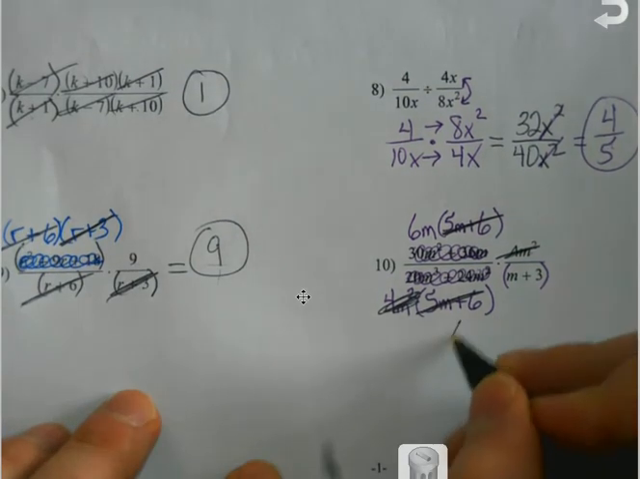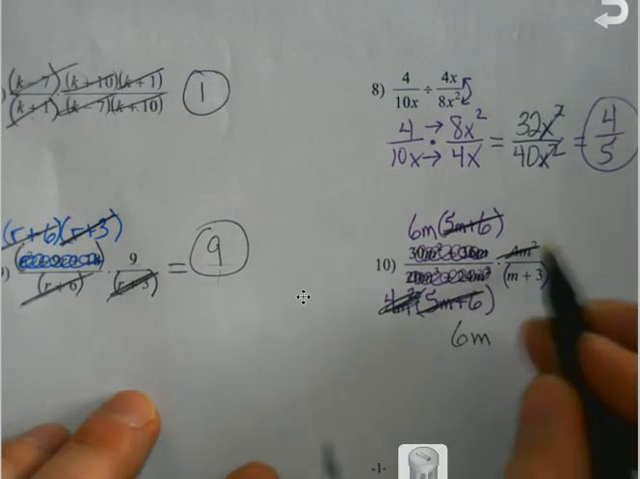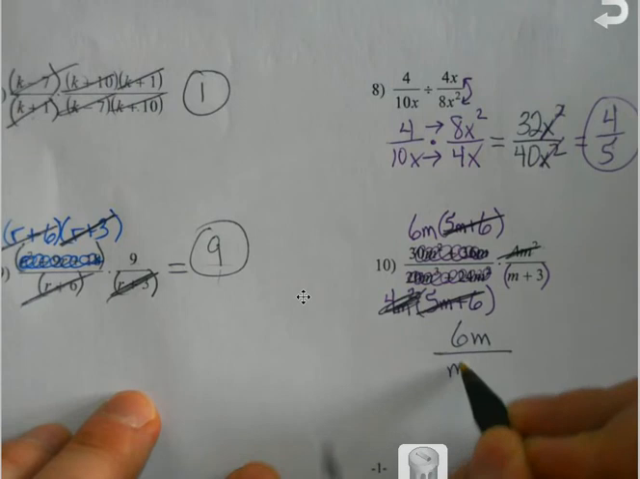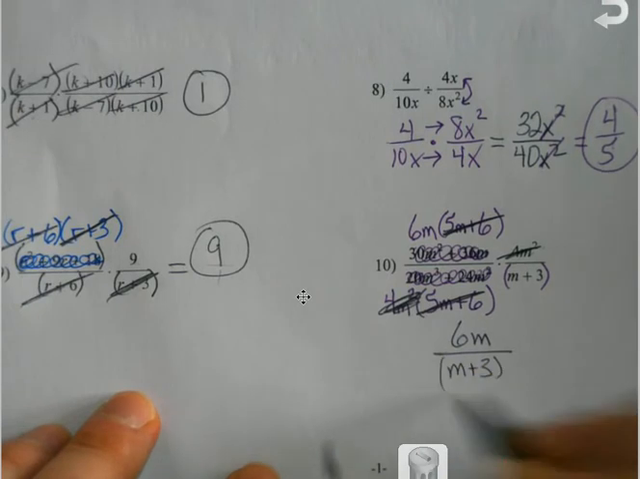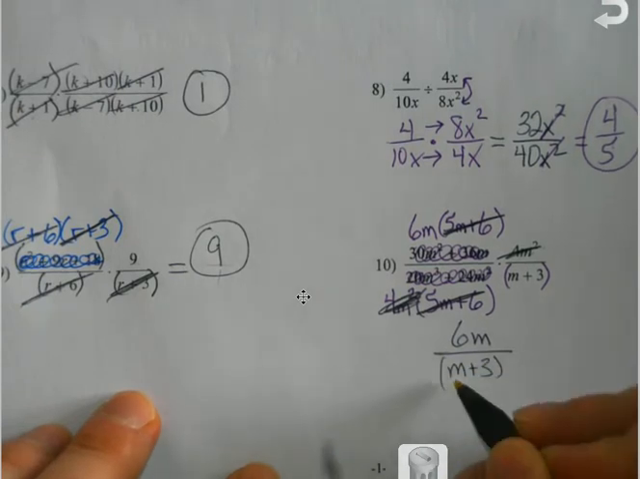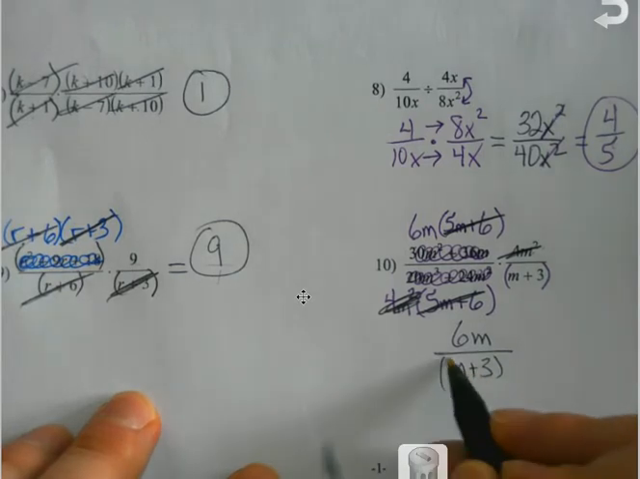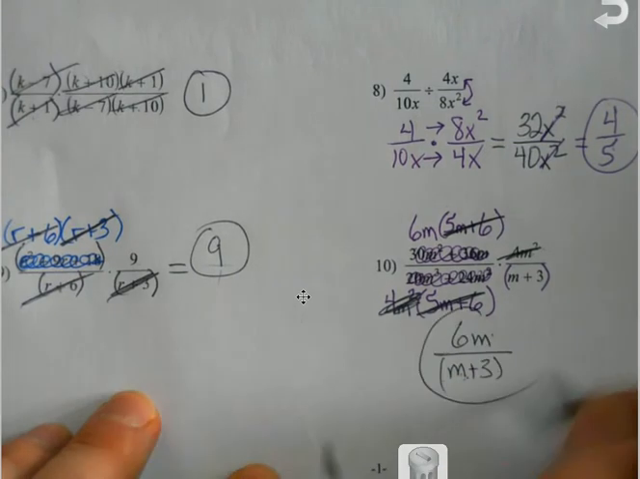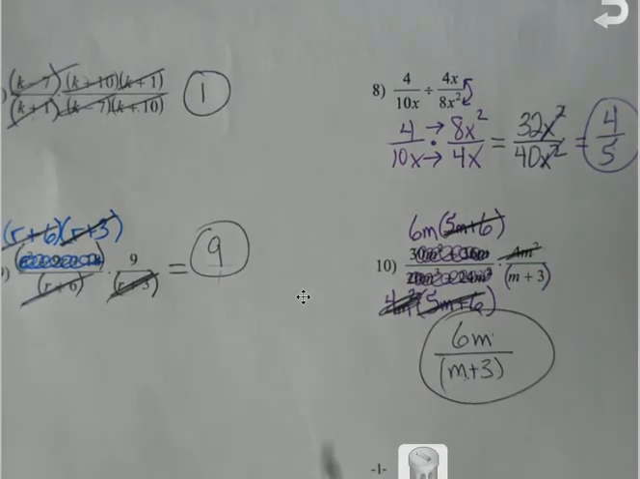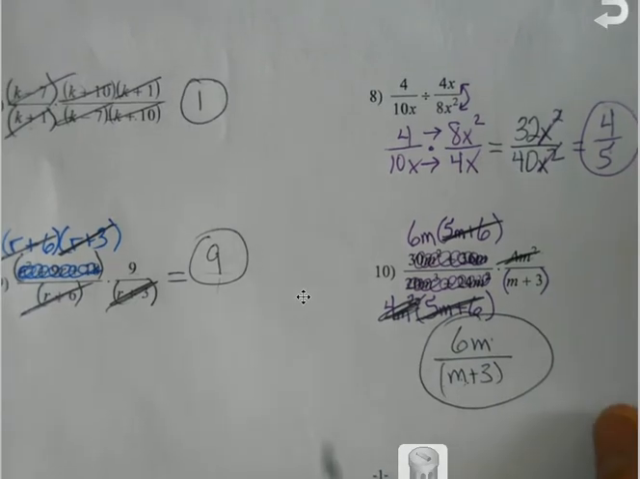Then I have to be cautious. I have a 6m left up here. I have an m plus 3 down here. Can I cancel these m's? No. Parentheses. The only way I can reduce this more is if I have another m plus 3 somewhere. That's as far as I can go. That's what some of you've got to watch for on those, because you tend to get a little over-cancel-y, if that's a correct term, which it probably isn't, but you get my drift.